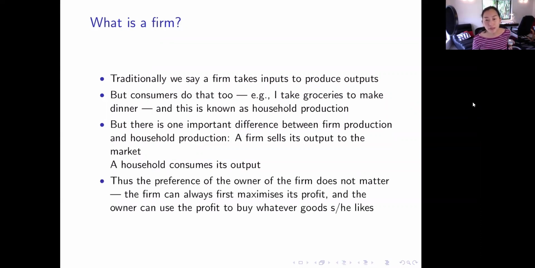Therefore, the preference of the owners of the firm does not matter, right? Because the owner of the firm does not consume the goods that they produce itself. So the firm's preference actually does not matter. The firm can always first maximize its profit, and the owner can use the profit to buy whatever goods she likes, right?